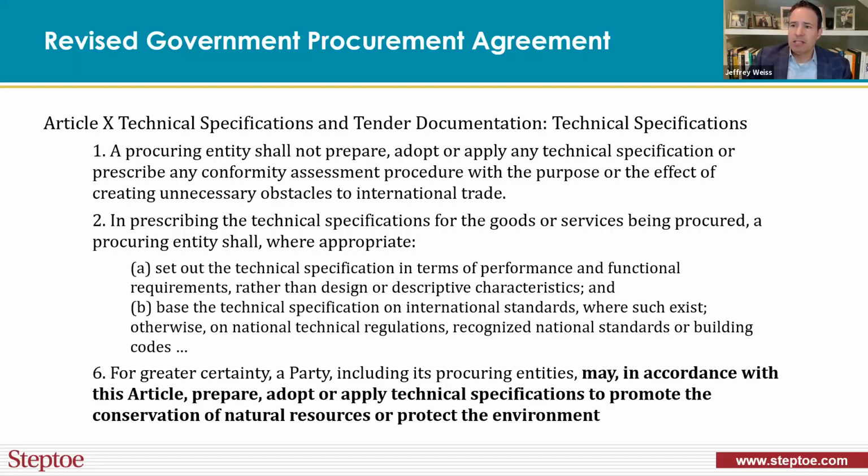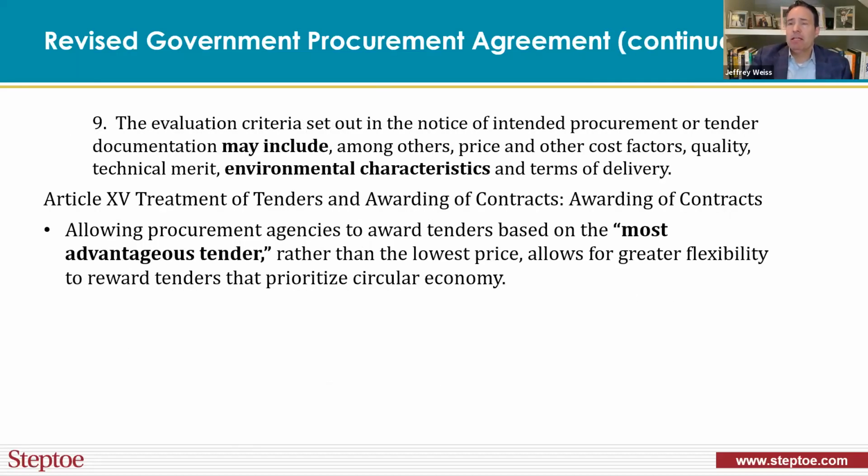Now, in terms of the explicit environmental provisions, Section 6 says for greater certainty, parties may prepare, adopt, or apply technical specifications to promote conservation of natural resources or protect the environment. So that's very explicit. And then in paragraph 9, the agreement provides that the evaluation criteria may include, among other things, environmental characteristics. And then Article 15, in terms of indirectly allowing for non-economic criteria to be part of the decision making, it notes that procurement agencies can award tenders based on the most advantageous tender, so not just strictly on price. So there are other things that they can look at.